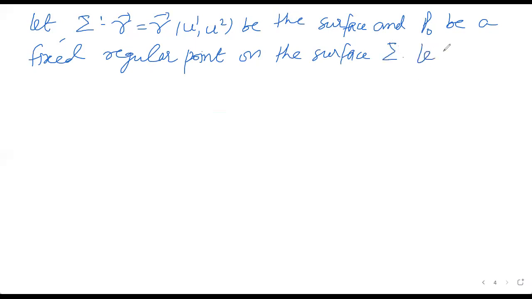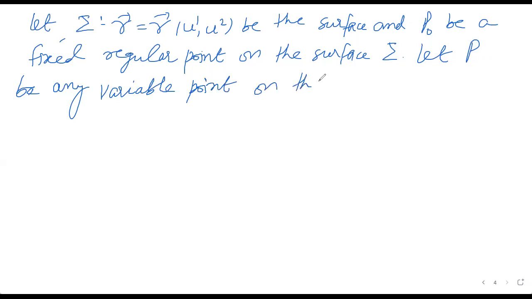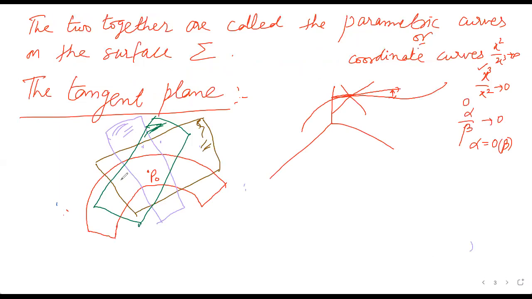Let P be any variable point. P को मैं मूव करा सकता हूं ऑन द सरफेस. P को हमने सरफेस पे लिया है, यहाँ सरफेस पे है ये P, यहाँ इधर नहीं, सरफेस पे लिया हमने, कहीं P पॉइंट पे मूव कर सकता है, somewhere here.